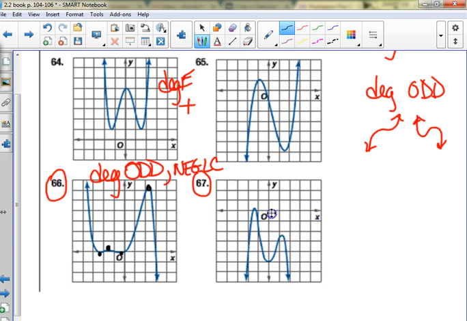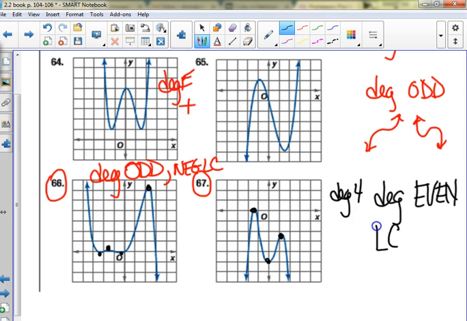All right. So this guy over here, 67, has 3 turning points, so it's at least degree 4. Does it seem like it's an even degree or not? Both same direction. Good job. So this is degree even, probably 4, but it could be above 4. And both ends are down, so we're going to write leading coefficient is negative.